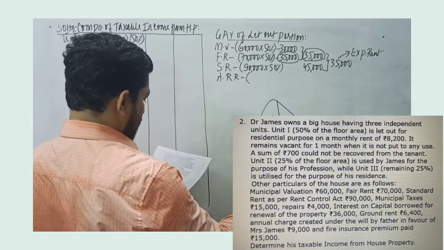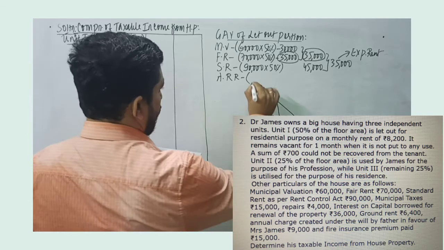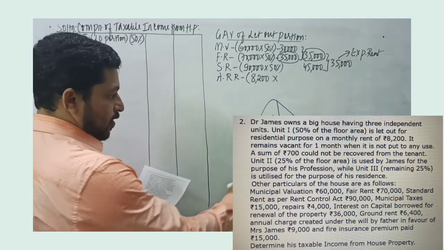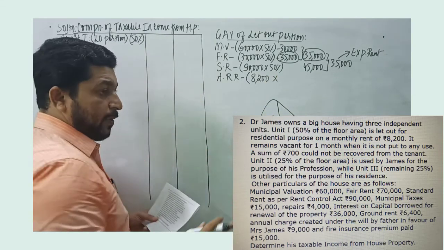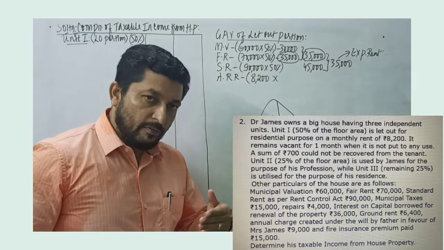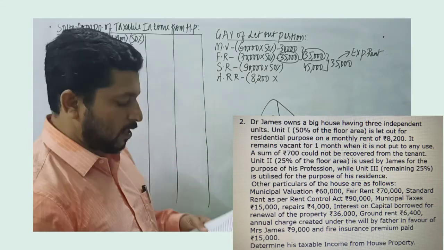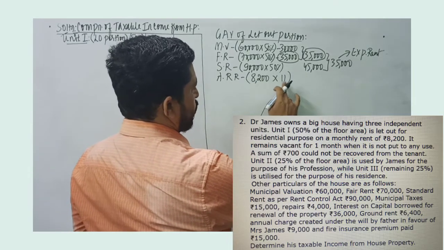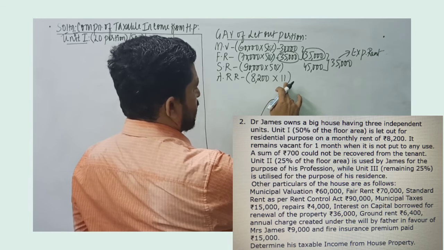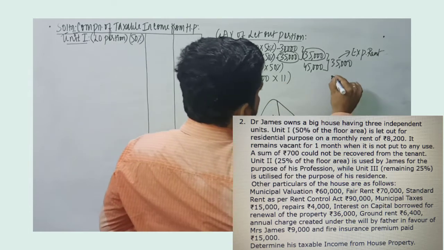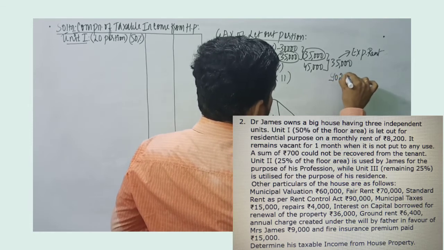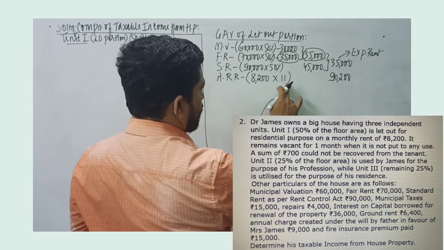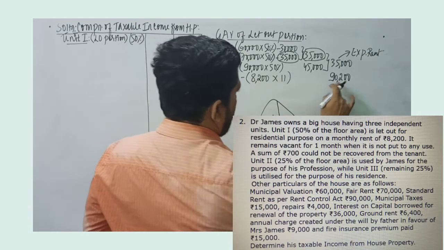Actual rent received, the 50% portion is let out at a rent of 8,200 is given. So this is let out at 8,200. We don't have to do 50% of that because that 50% portion is let out at 8,200. So there is vacancy for 1 month as given in the problem. So this would be 82,000 plus 8,200. So 82,000 for 10 months plus 8,200. So 82 plus 8 is 90,200.